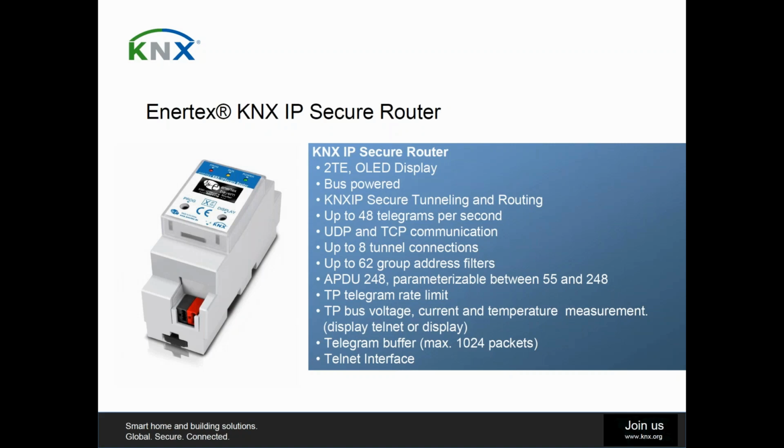Yeah, we have the telegram rate limit possibility. This means that if we have perhaps an infrastructure which has problems with a high telegram rate, we can buffer it in the device and make it smoother over time. So it has a high telegram buffer in it. And of course, last but not least, a telnet interface. I will just give a short impression of this at the end.